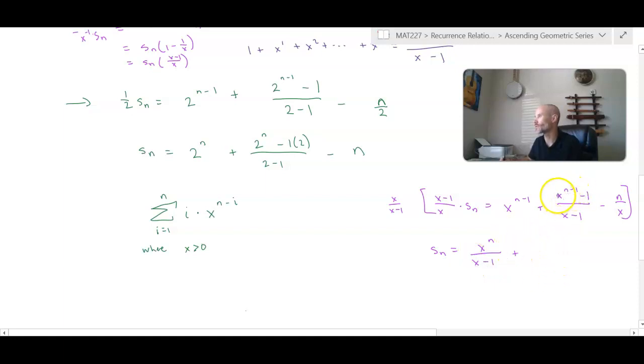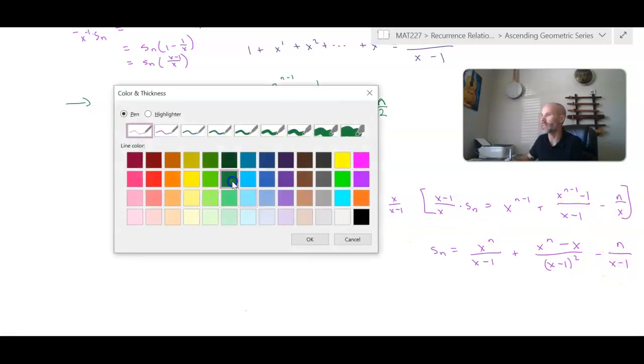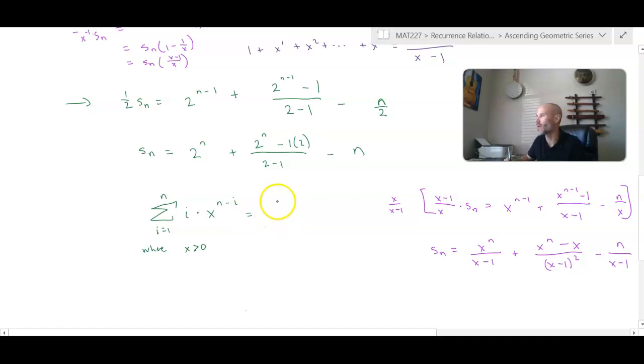Then for this next term, we'll also multiply through by x, making that x to the n minus x over, now here we have x minus 1 times x minus 1, which is x minus 1 quantity squared. And then in this last term, the x's will cancel in the numerators, and we'll just be left with minus n over x minus 1. So what we're claiming is that this summation for any base will simply be base to the n over the base minus 1 plus base to the n minus base over base minus 1 quantity squared minus n over base minus 1.